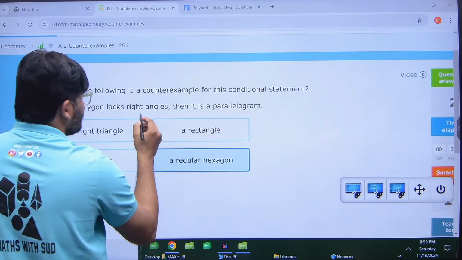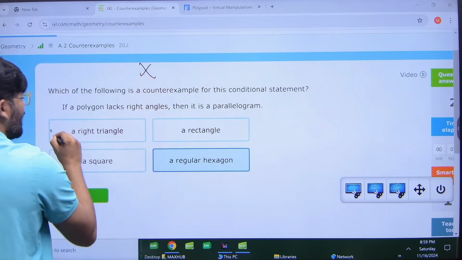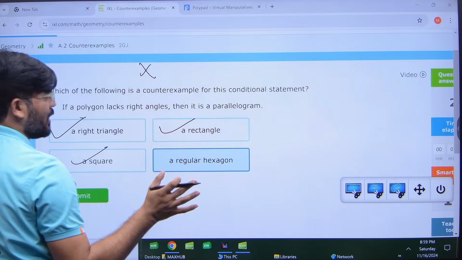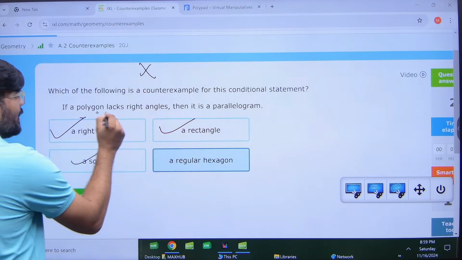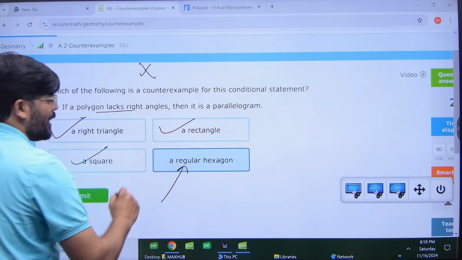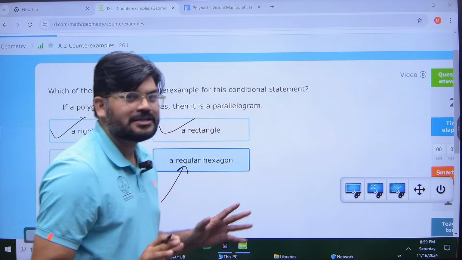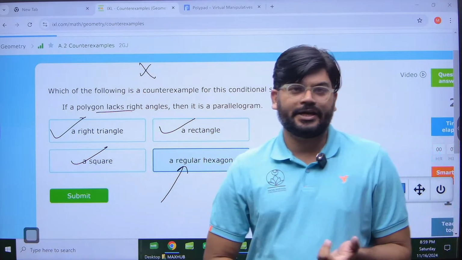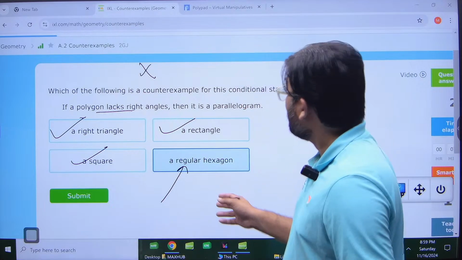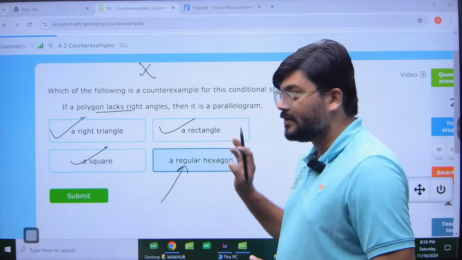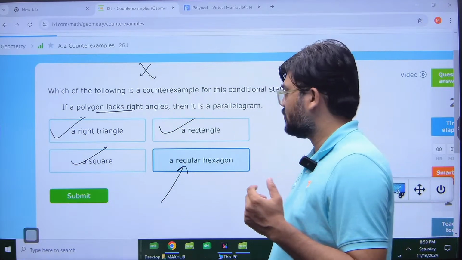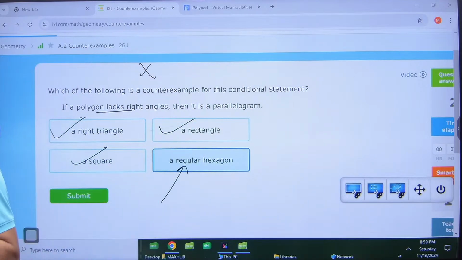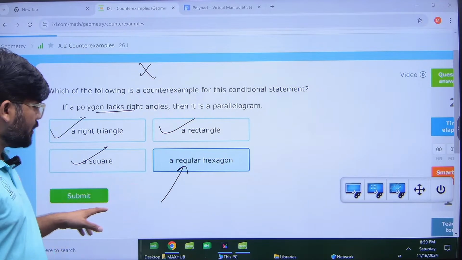The logic is it should not have a right angle. It is having a right angle, so they may or may not be parallelogram, that doesn't affect. But here is the case which does not have even one angle as 90 degree. Regular hexagon means none of the angles is 90 degree, all the angles are 120 degree, and it is not a parallelogram as well, it is a hexagon. Are you getting it? Yes, sir. Sure? Okay, let us check it.